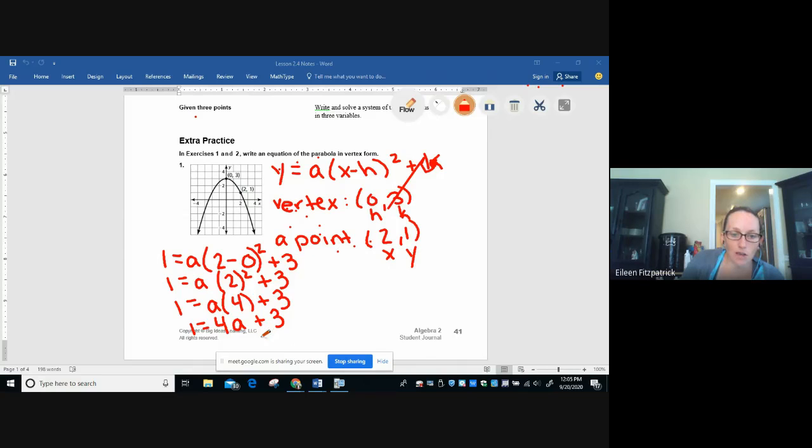All right, continuing to solve for a. Now I use inverse operations. I'm going to subtract 3 from both sides. 1 minus 3 is going to leave me with negative 2 equals 4a. Divide both sides by 4, and you're going to have a is equal to negative 1/2.